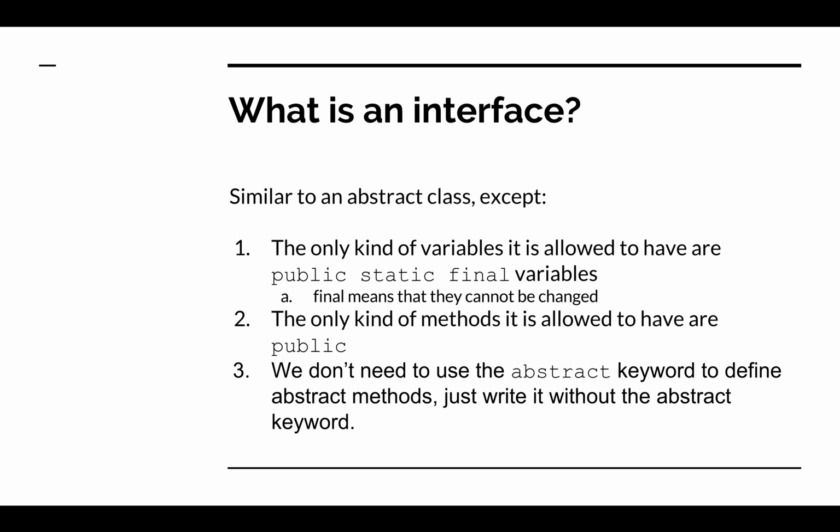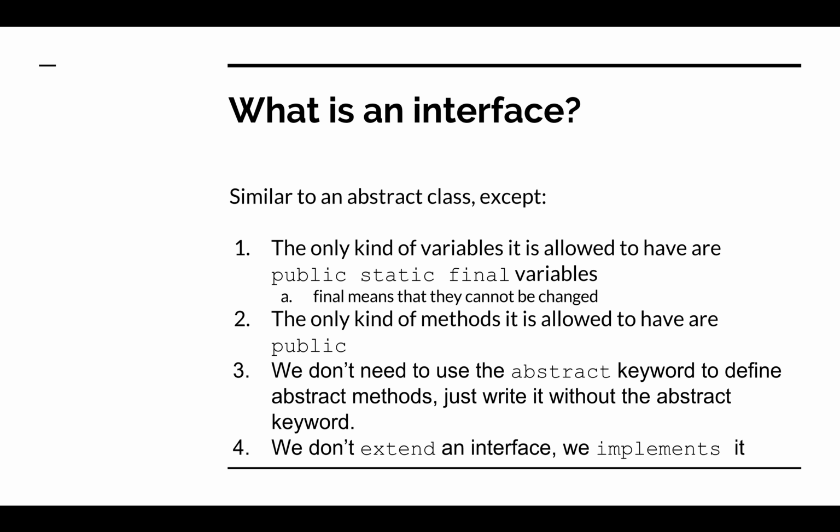We don't need to use the keyword abstract. So you see how I told you earlier that if you had abstract methods, you had to write the keyword abstract? For interfaces, you don't need to. For interfaces, if you just write the method itself, like the name, without the keyword abstract, it's automatically abstract. Okay? Anyone have a question? Cool.